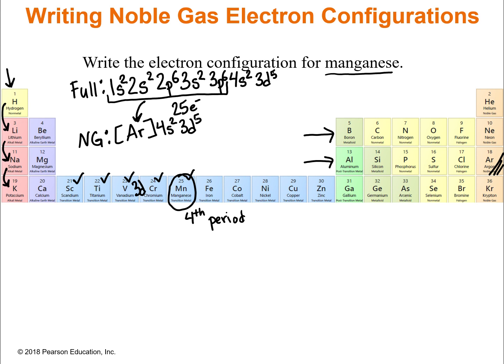So to recap, you're going to figure out which period you're in. That's the row. Manganese is in period 4. You're going to find the noble gases, which is the far right column. You're going to look for the noble gas that is in the period above where your atom of interest is. Since we're looking at manganese in the 4th period, we need the 3rd period noble gas.